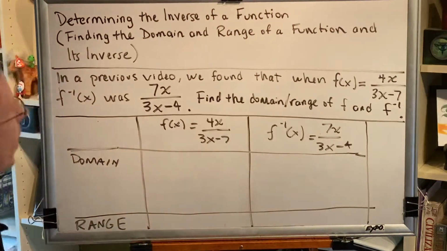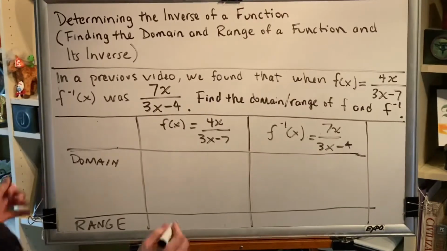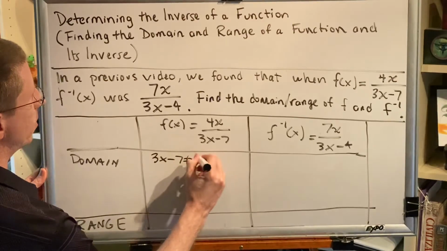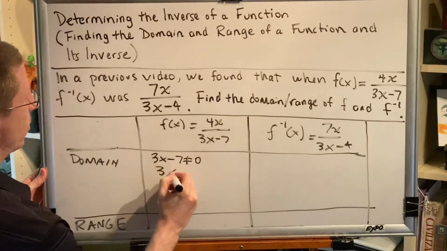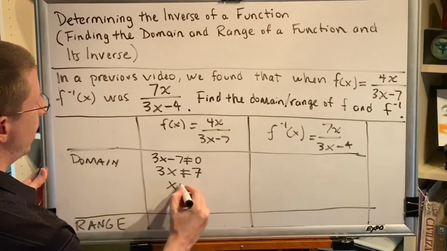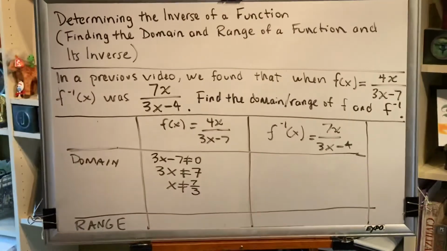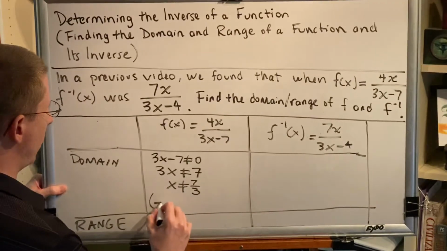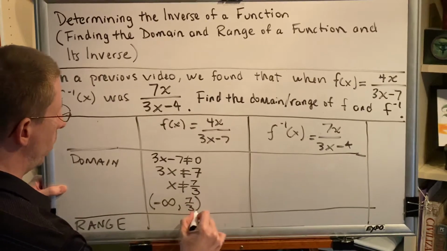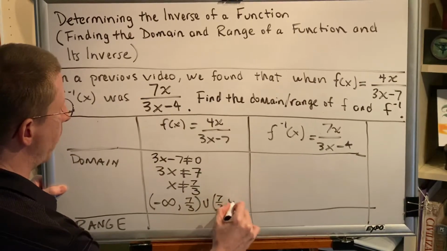There are no even index radicals or logs, but there is a denominator, 3x minus 7. It's not allowed to be 0. So 3x minus 7 is not equal to 0. Adding 7 to both sides, 3x is not equal to 7. Dividing by 3 on both sides, x is not equal to 7/3. If we wanted to express this as an interval, we would say negative infinity to 7/3, parenthesis, union, parenthesis, 7/3, comma, infinity.